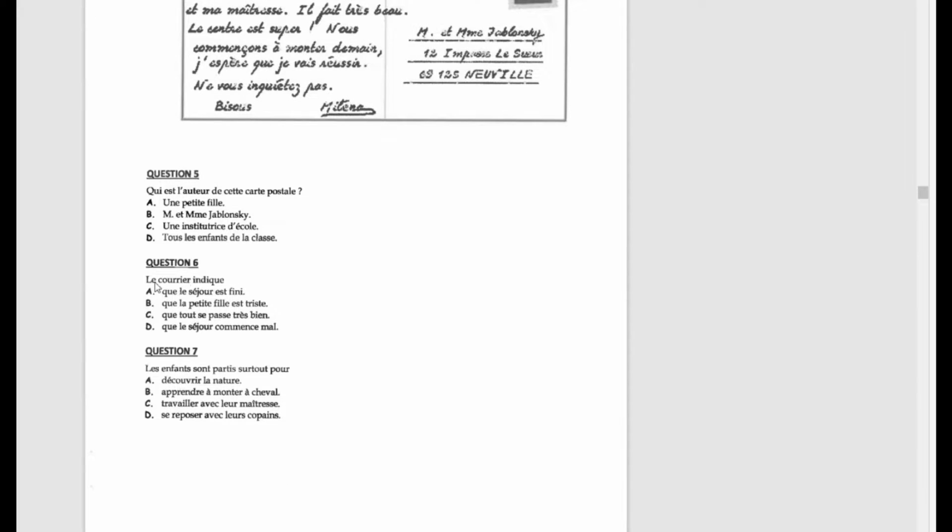Second question is: le courrier indique que le séjour est fini, que la petite fille est triste, que tout se passe très bien, que le séjour commence mal. Now the girl has written that everything is going well, the weather is good, she is happy. So the right answer should be que tout se passe très bien.